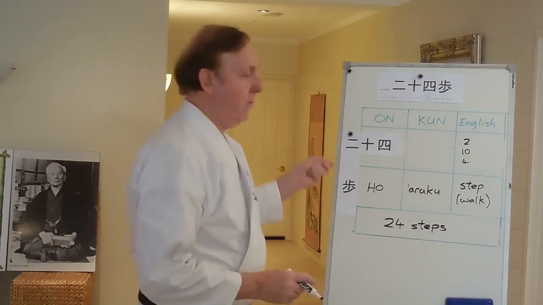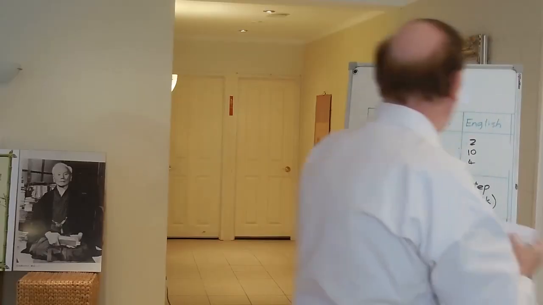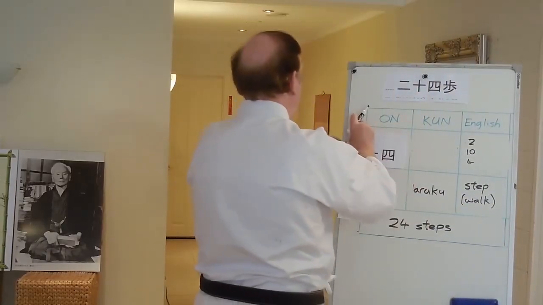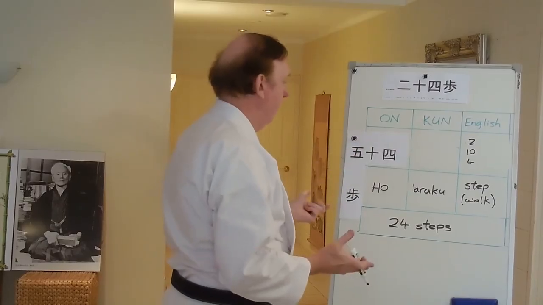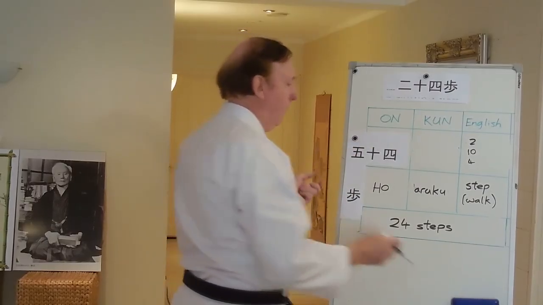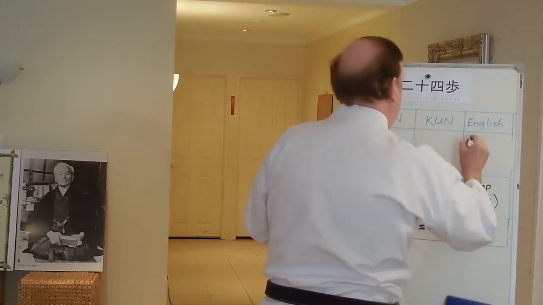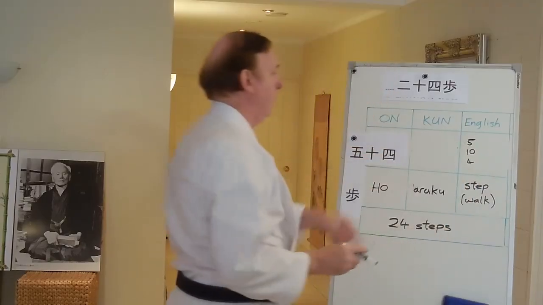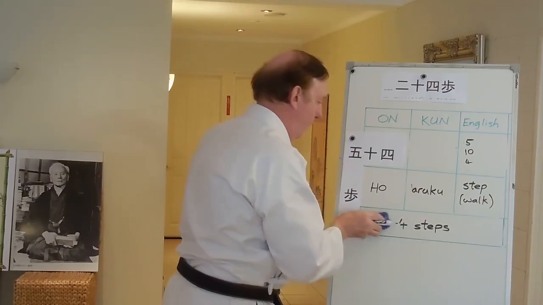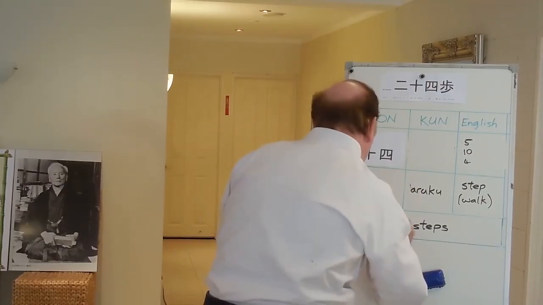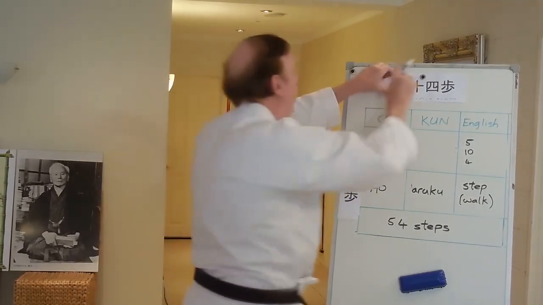And of course we can just transfer, if we want, for gojushi. So gojushi ho would be just different. Instead of 24, it would be 54. Gojushi. So same meaning. Just take that out, and we have 54. So take that one down.